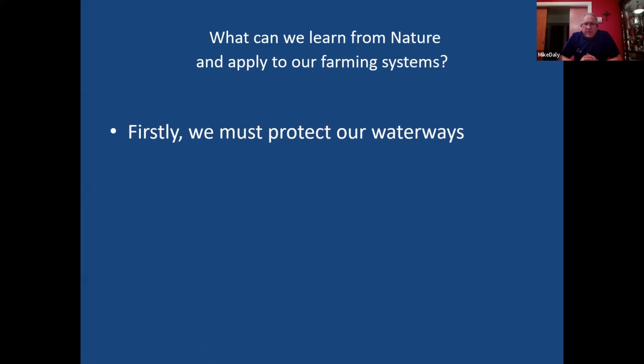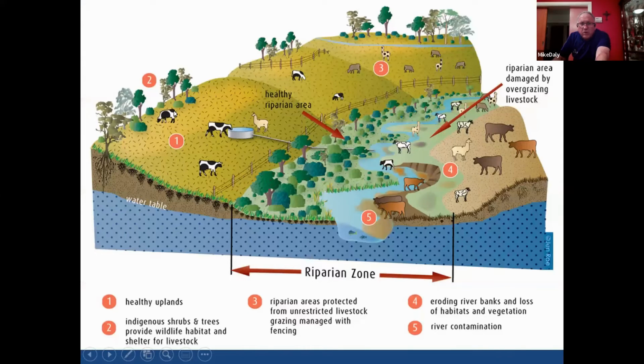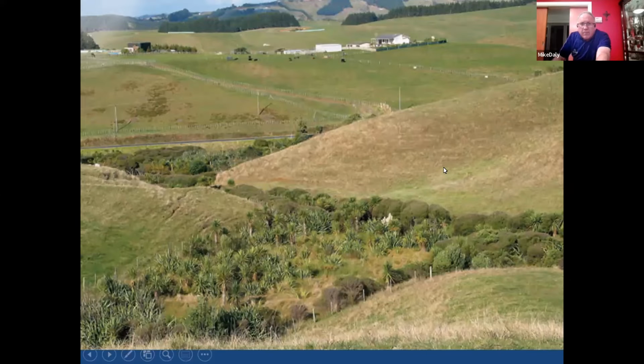So what can we learn from nature and apply to our farming systems? If we think about those rainforests, firstly we must protect our waterways. This is a model of a farm, but you can see where they've fenced off the riparian zone, as they call it. It's fenced off, and then they've planted it, and that's to protect that waterway. And here's a good example on a farm where they've fenced it off and planted it out in natives. That's to protect the waterway.